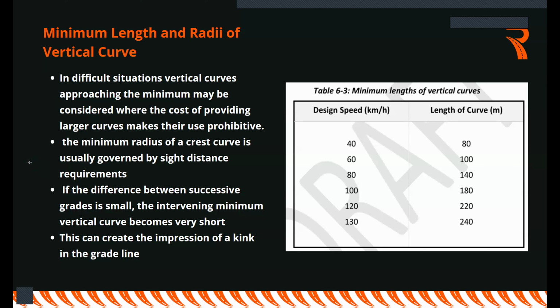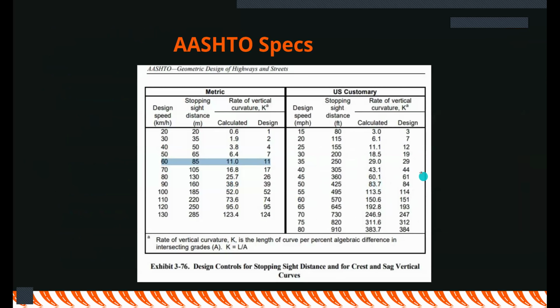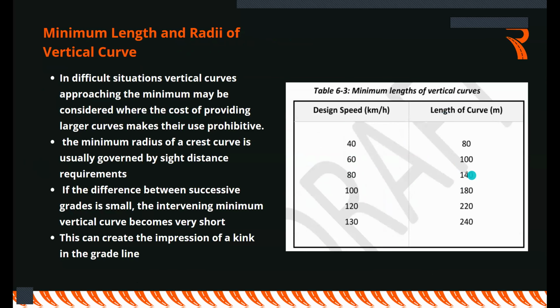Note them down. For crest curve, the K, when the obstacle that we are considering is at a height of 0.6, the K value at a design speed of 80 is supposed to be 30. All of these are in the design manual that I gave to you. If you go now LVC, it should also be 2VD. That is for crest curve.